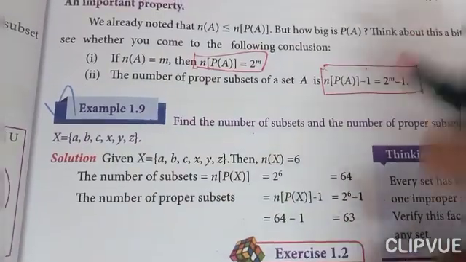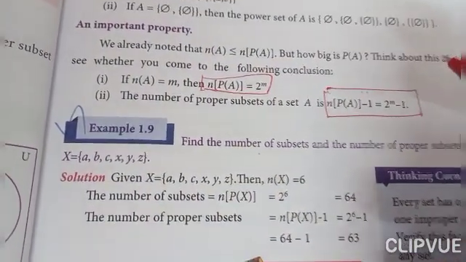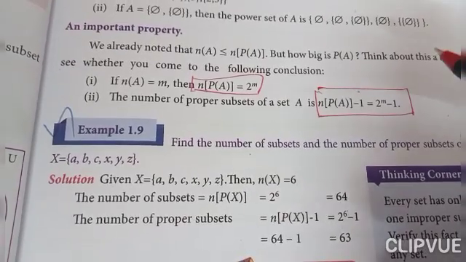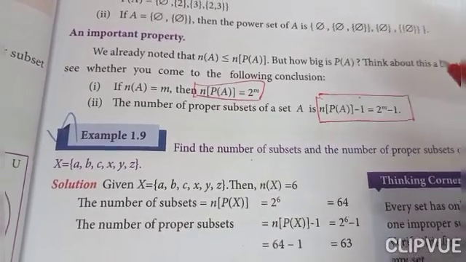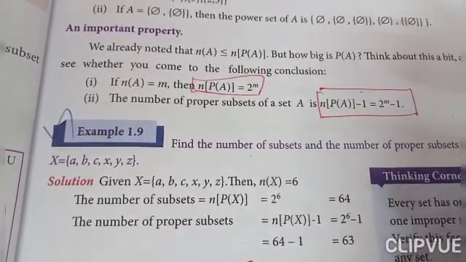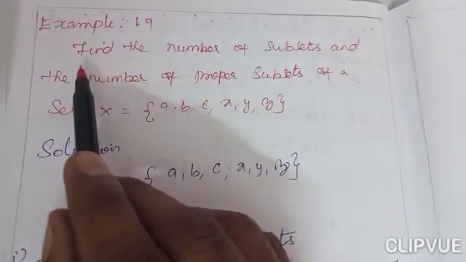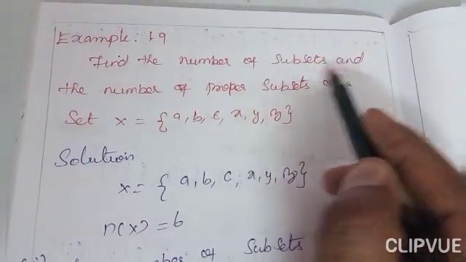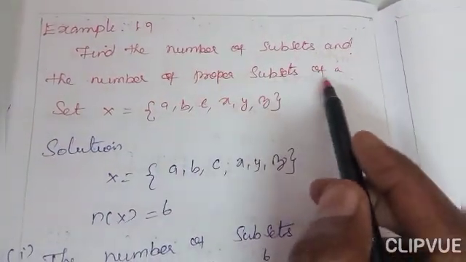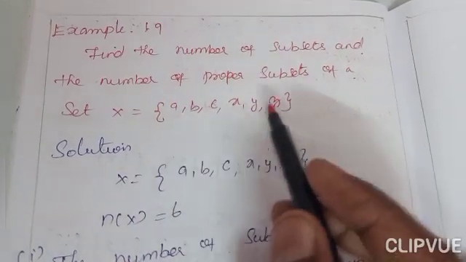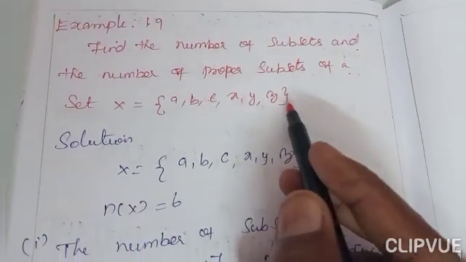The example 1.9 problem is related with the number of subsets, the power set of A, and proper subsets of A. I will explain now. Example 1.9 question: find the number of subsets and number of proper subsets of a set X. A, B, C, X, Y, Z are the elements of a set X.